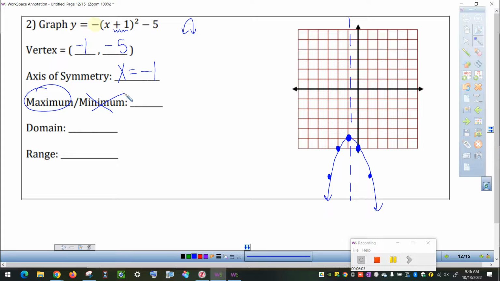Because it was opening downward, we have a highest point. We do not have a lowest point. It's going to go down forever. The y value of the highest point is -5. Right here, notice how that's actually the y value of the vertex. So that's what's kind of cool about these two questions: this is the x value of the vertex, and that's the y value of the vertex. If you get the vertex, you can already answer the next two questions, no problem.